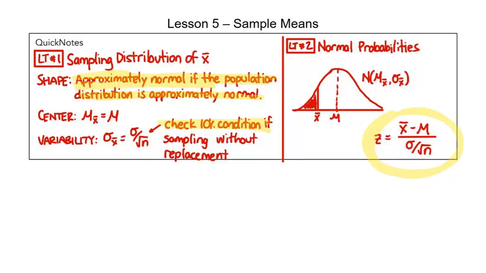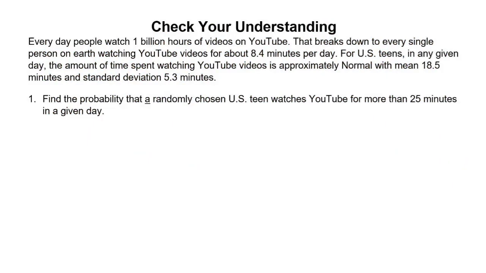Let's go down and look at the check your understanding to finish us off for today. Every day, people watch about 1 billion hours of videos on YouTube. That breaks down to every single person on Earth watching YouTube videos for about 8.4 minutes per day. For US teens in any given day, the amount of time spent watching YouTube videos is approximately normal, with a mean of 18.5 minutes and a standard deviation of 5.3 minutes. Find the probability that a randomly chosen US teen watches YouTube for more than 25 minutes in a given day.